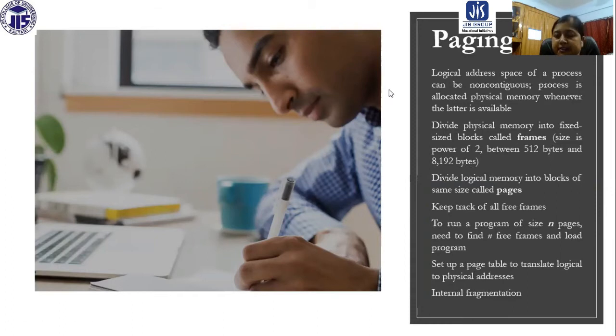The logical memory is also divided into fixed size blocks, and those are called pages. The size of the page and the size of the frame must be equal. So we need to keep track of all free frames. To run a program of size n pages, we need to find n free frames and load the program. We set up a page table to translate logical to physical address, and the important issue is internal fragmentation.